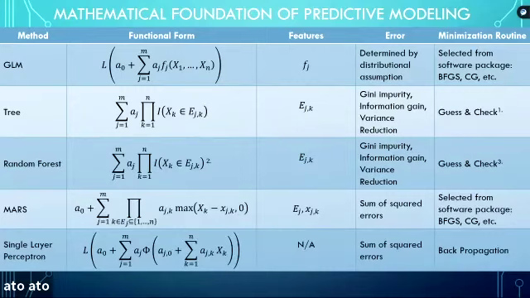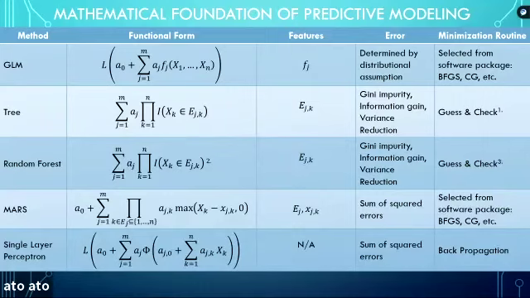So again, in the case of GLMs, if you look at the software, you get to select from a bunch of different ones. Or you could use a tree, or you could use random forest, or you could use MARS, or you could use neural nets, single layer perceptrons. And there's all sorts of coursework that you can do within each of these things. Each of them has a different functional form. Each of them has features. Each of them has some different error function that goes along with it. Each of them has a different minimization routine.